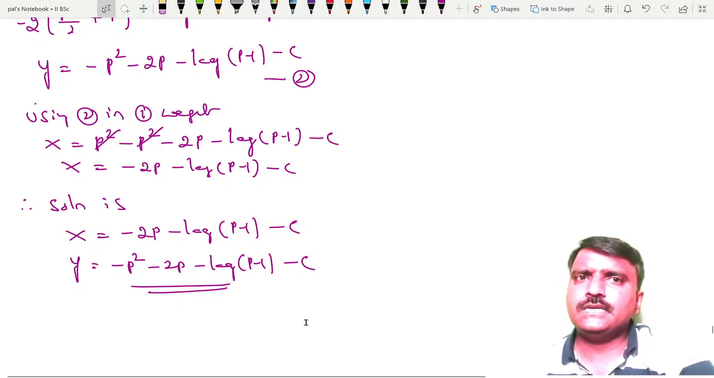ಓಕೆ, ಸೊ ಇದು ಯಾವಾಗ ಯೂಸ್ ಮಾಡಬೇಕಾಗುತ್ತೆ ಅಂದ್ರೆ, ಸೊ y ನ ಇನ್ ಟರ್ಮ್ಸ್ ಆಫ್ ಅಥವಾ p ನ ಇನ್ ಟರ್ಮ್ಸ್ ಆಫ್ y ಅಲ್ಲಿ ಎಕ್ಸ್ಪ್ರೆಸ್ ಮಾಡಿ p ನ ಕಂಪ್ಲೀಟ್ ಎಲಿಮಿನೇಟ್ ಮಾಡೋಕ್ ಆಗ್ತಾ ಇಲ್ಲ ಕೊಟ್ಟಿರೋ ಈಕ್ವೇಶನ್ ಇಂದ ಅಂದ್ರೆ, ಸೊ ಇನ್ ದಟ್ ಟೈಮ್ ವಿ ಕ್ಯಾನ್ ಯೂಸ್ ದಿಸ್ ಟೆಕ್ನಿಕ್. ಓಕೆ, ಹೀಗೆ ಸೊಲ್ಯೂಷನ್ ಅನ್ನ ಬರೆಯಬಹುದು.